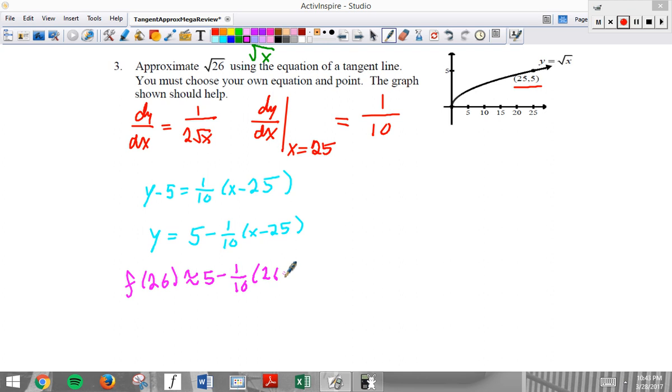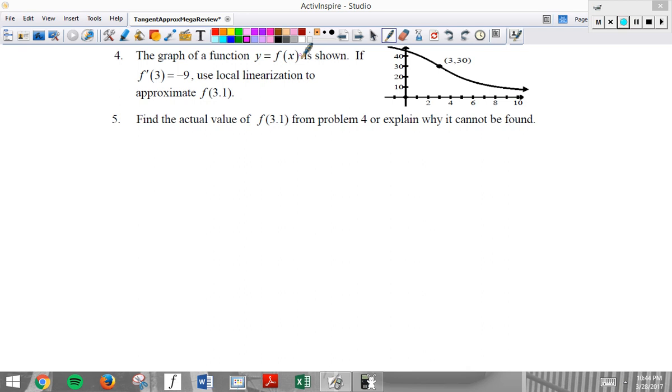The way you'll know if you're on the right track is if you're getting something close to this value. Okay? That's enough of a closeness. You could have gotten 4.9 precisely. Okay.